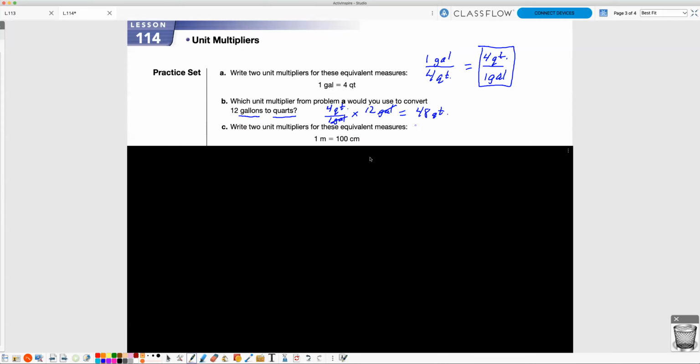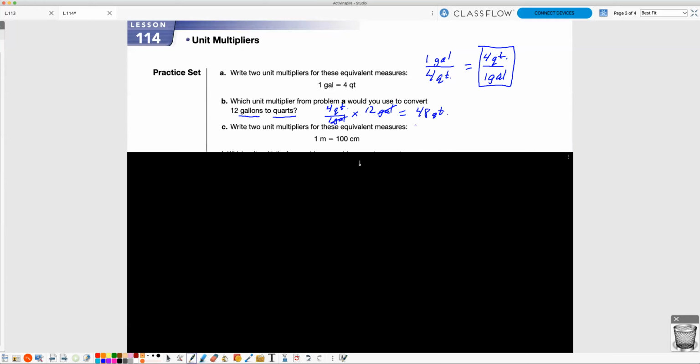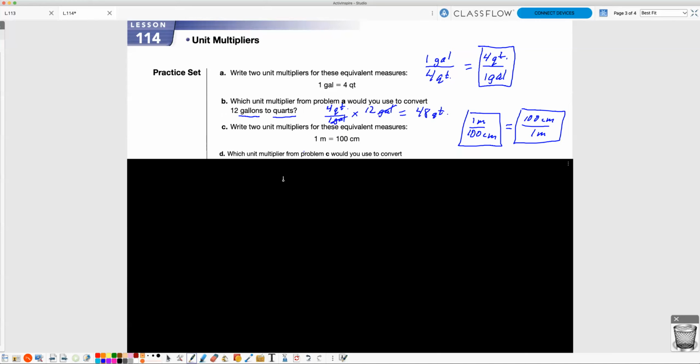In letter C, write 2 unit multipliers for these equivalent measures. For 1 meter equaling 100 centimeters, 1 unit multiplier would be 1 meter over 100 centimeters. The other unit multiplier would be 100 centimeters over 1 meter. So this is 1 unit multiplier, and this is the other unit multiplier for those equivalent measures.